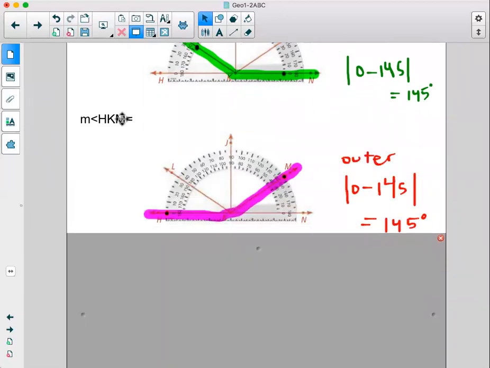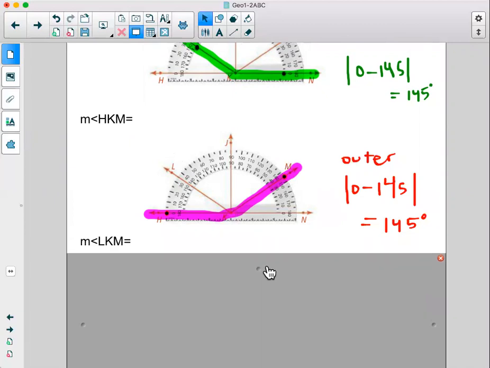Angle HKM, HKM. This time I saw 0 was on the outer track, so I chose to go on the outer track, 0 for this side and 145 for that side. And the measurement is the absolute value of the difference of those numbers.